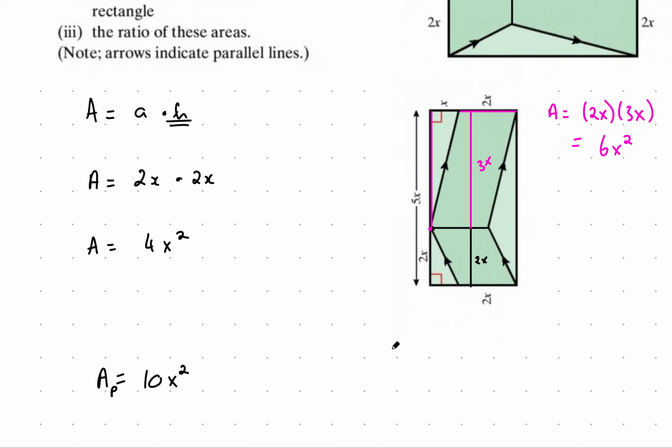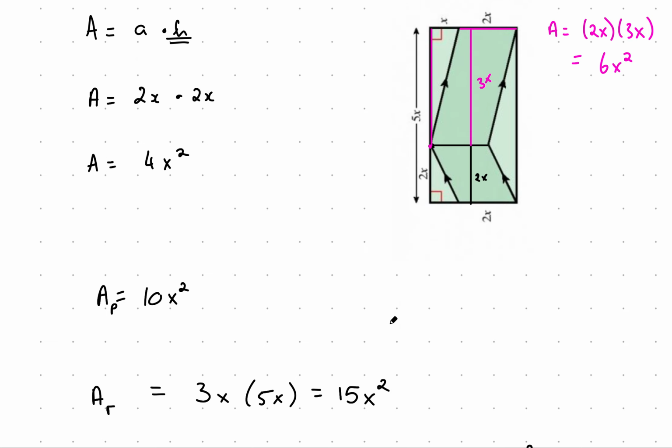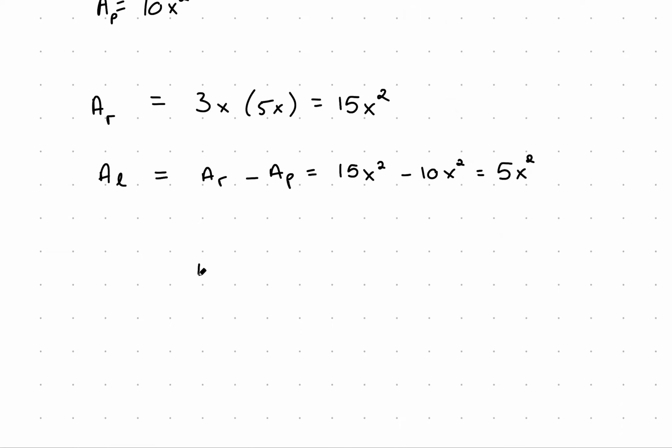And then the final question is to find the ratio of these two areas. So if we look at the dark to the light, so the ratio dark to light, the dark we said was 10x squared, and the light was 5x squared. You can divide both sides by x squared and we get 10 is to 5. That can be simplified, 2 is to 1.